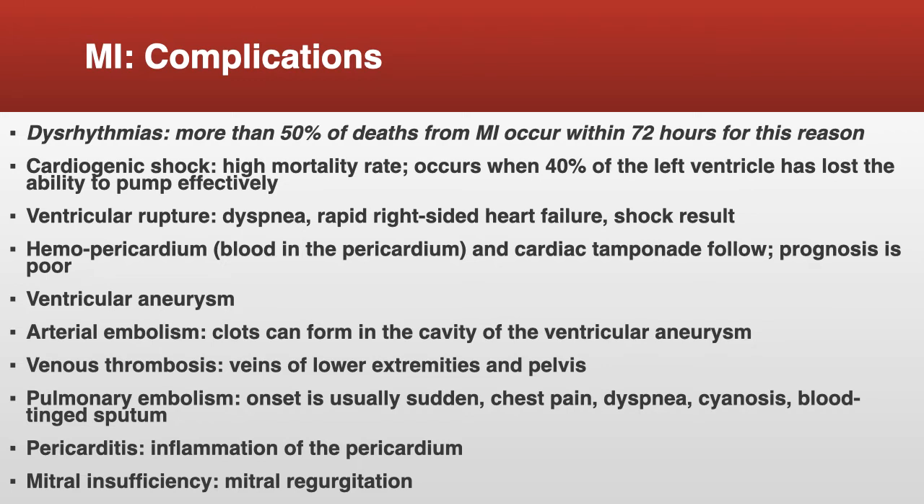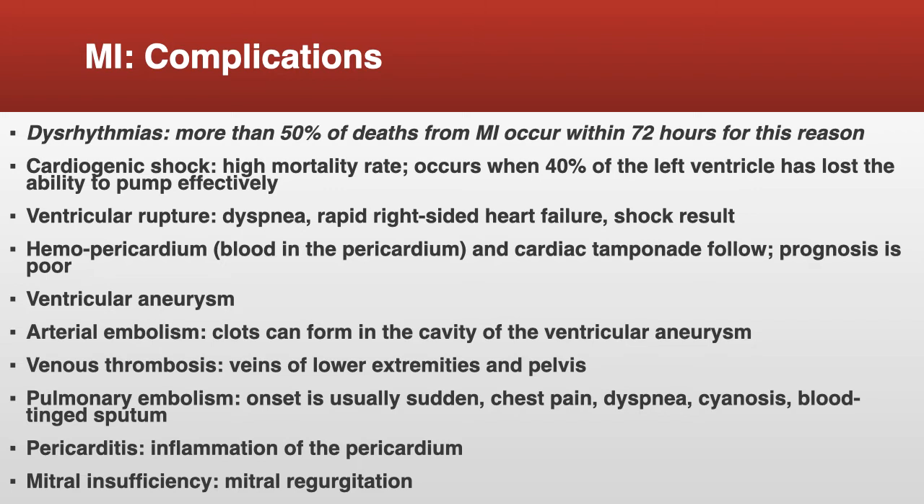So that's what's happening. With cardiogenic shock, you have a really high mortality rate. This occurs when more than 40% of the left ventricle has lost its ability to pump effectively. Think about the size of your left ventricle, how big that is. If you lose 40% of the ability of that left ventricle to pump, you're not pumping out much blood, are you? You're not making a whole lot of circulation. So cardiogenic shock can set in. You can have a ventricular rupture. You can have a hemopericardium, which is blood in the pericardial sac area, and that results in cardiac tamponade.